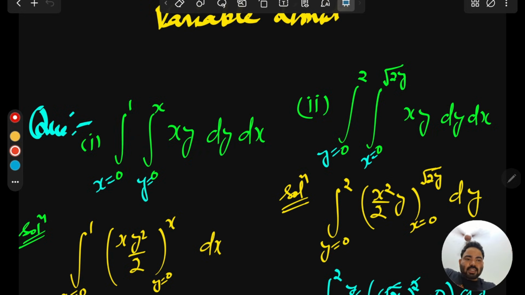So if it is already mentioned, then we cannot do anything. So if there is x, this is the limit in x, then it automatically becomes the y limit. And if this is y, then the remaining one will be the x limit. And you already know how to solve.